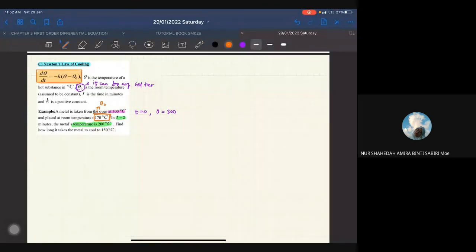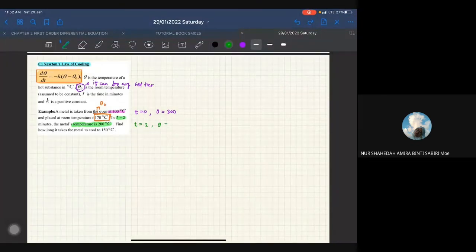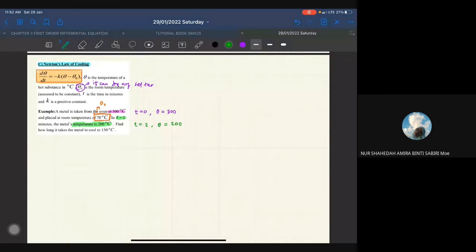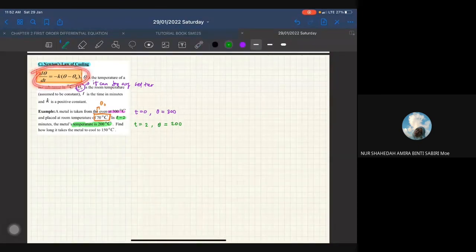Okay, and then kita dapat apa dekat situ? So maksudnya when T is equal to 2 minutes, our theta is now 200 degree Celsius. Okay, so jom. First, kita mesti cari general solution. General solution dah dapat ke belum? Belum. Kita cuma ada this one sahaja. Okay, so jom.